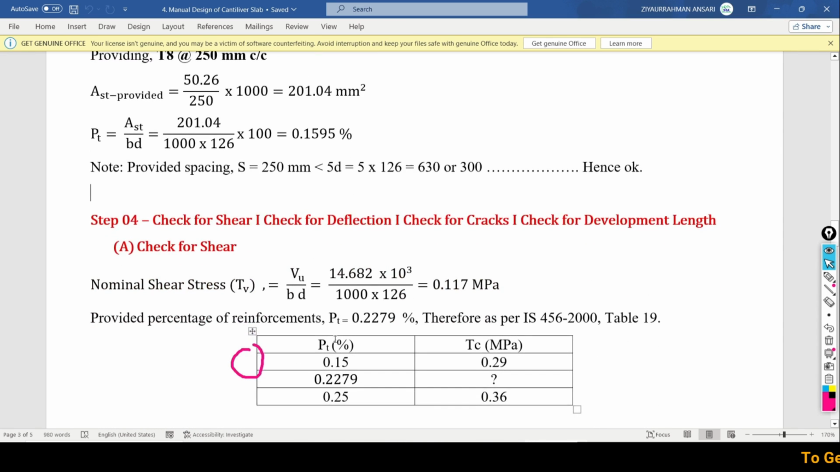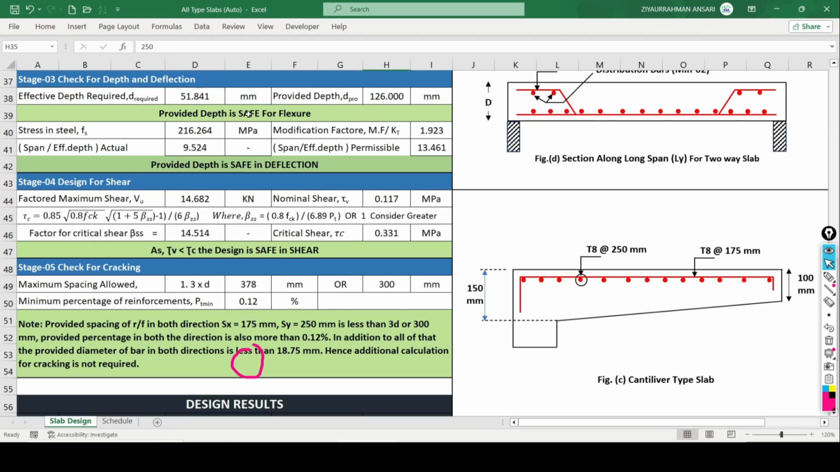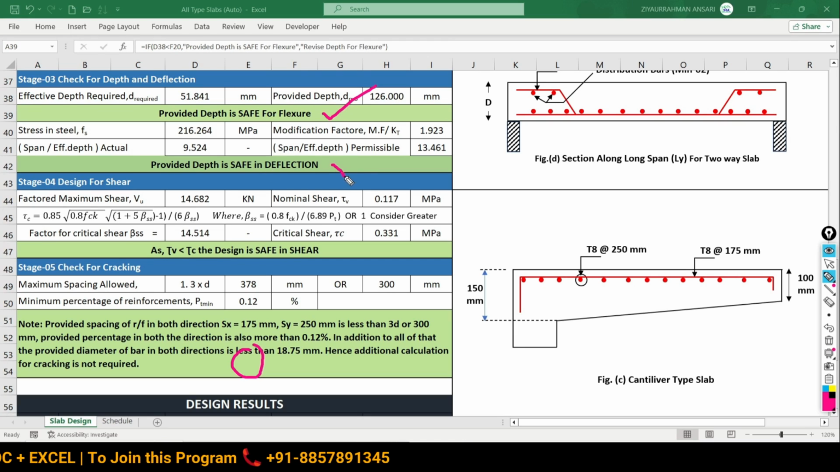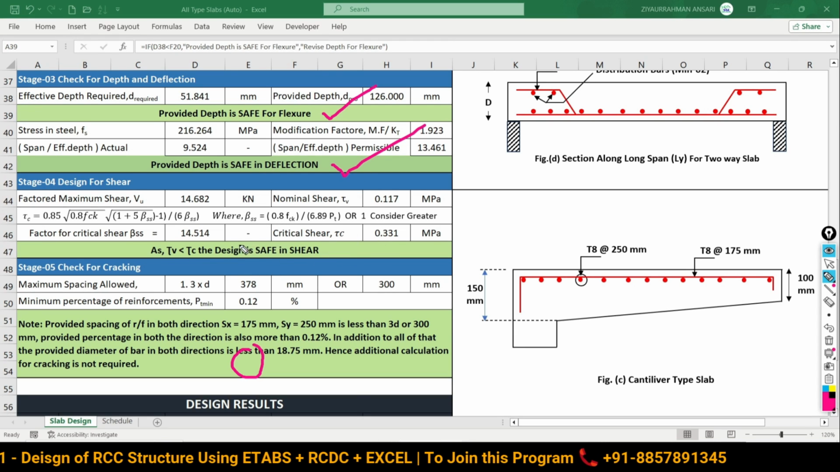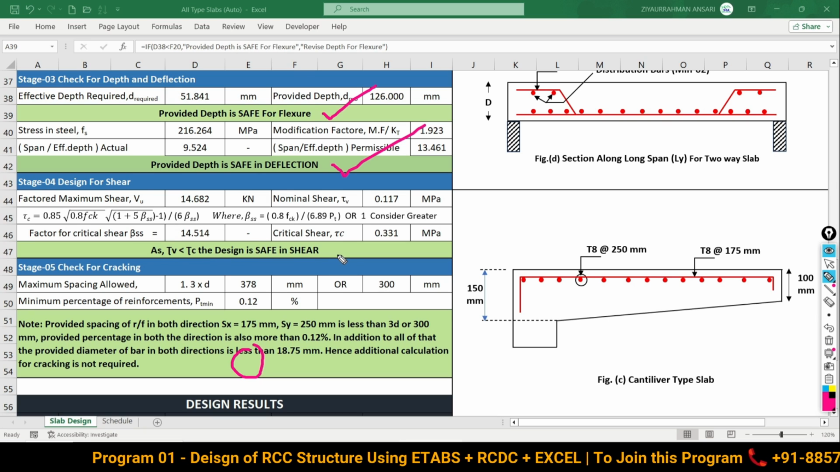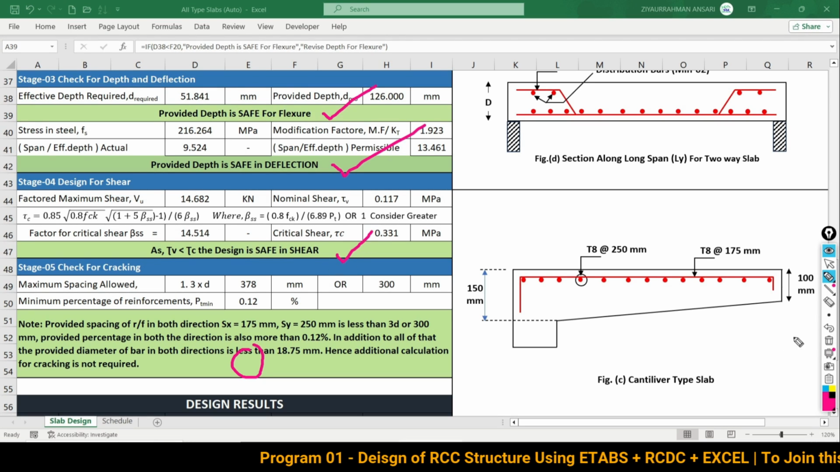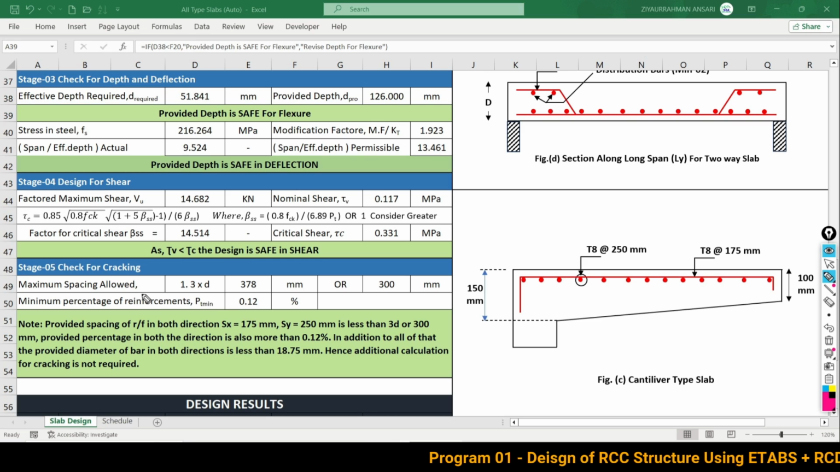Rest of all checks are actually present here. Check for the flexure: your provided depth is safe in the flexure. Your provided depth is safe in deflection. Your provided depth and design and reinforcements all are safe for the shear. No need to design for the shear, and all the checks are okay for the cracking also. We don't need to do the design for the cracking.